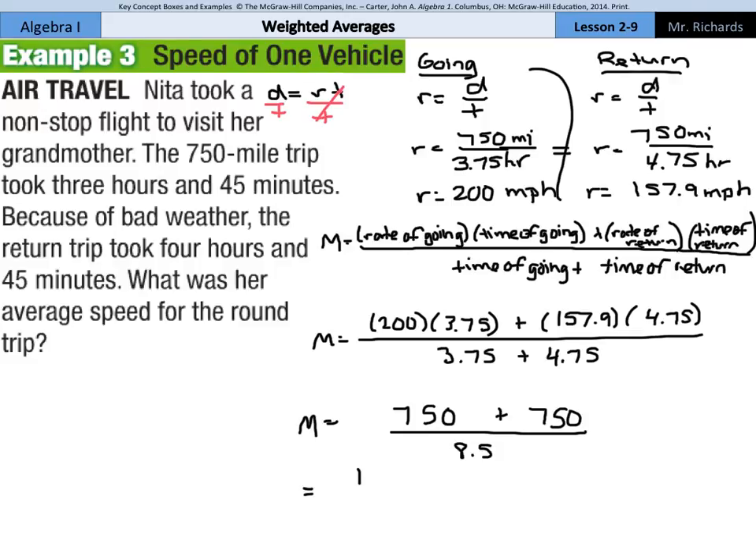This is about 1,500 divided by 8.5, which is equal to 176.47. So our average speed was about 176 miles per hour.